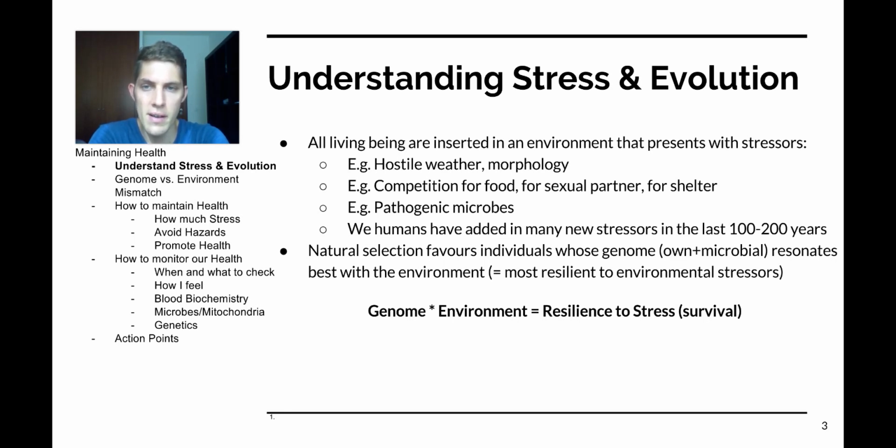I have added here an equation. So the degree of compatibility between your genome and the environment determines how resilient an individual is to the environmental stressors in his environment, which also means it will determine his chances of survival. So there is always an individual and the environment, nothing more, and it's the compatibility between these two that will determine the chances of survival.